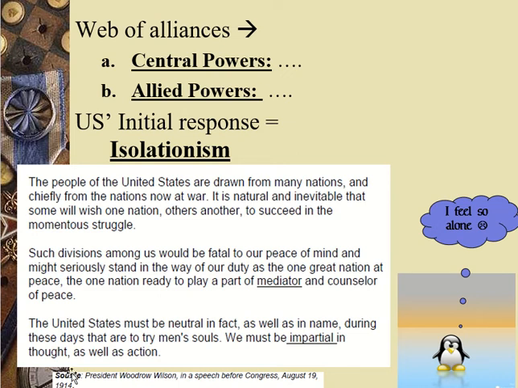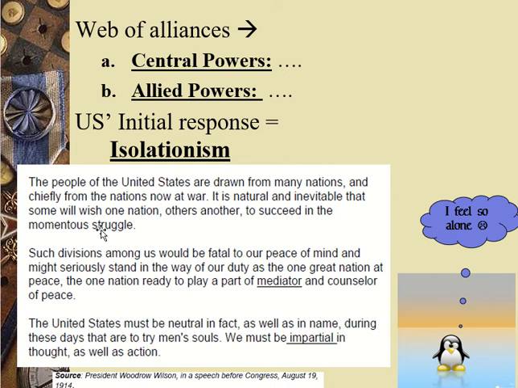What's going on? So here we have a source from Woodrow Wilson, who was president at the time, in 1914. "The people of the United States are drawn from many nations, and chiefly from the nations now at war. It is natural and inevitable that some will wish one nation over another to succeed in this momentous struggle."